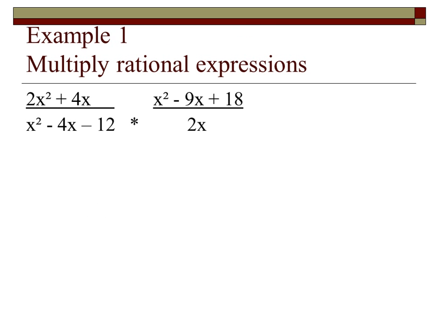First example: 2x squared plus 4x divided by x squared minus 4x minus 12, times this next expression, x squared minus 9x plus 18 divided by 2x. So the first step, of course, is to factor. You factor everything in sight when you are multiplying and dividing rational expressions.